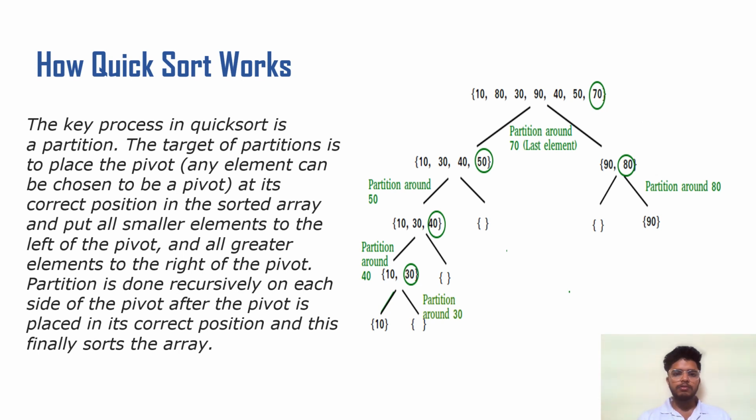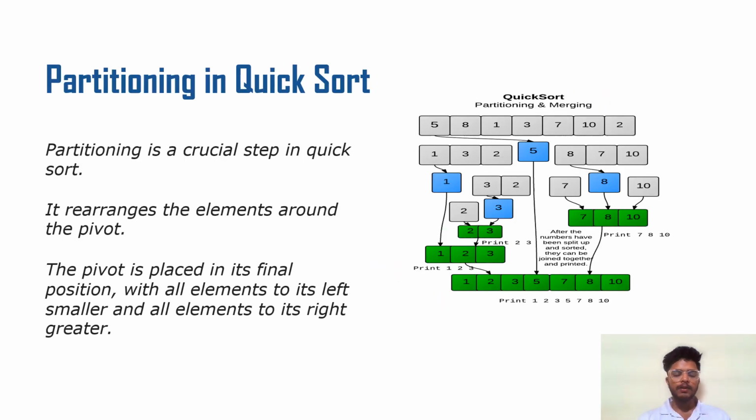The key process in quicksort is partition. The target of partition is to place the pivot at its correct position in the sorted array and put all the smaller elements to the left of the pivot and all greater elements to the right of the pivot.